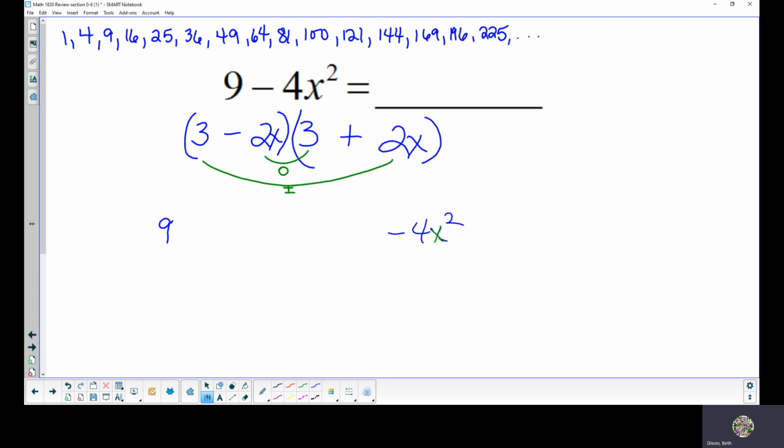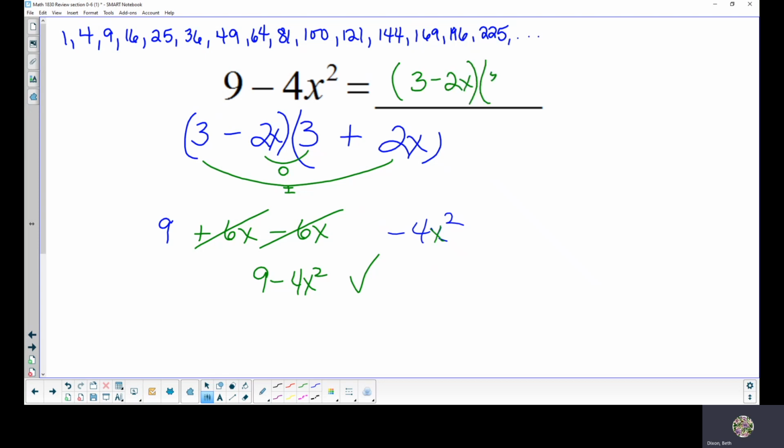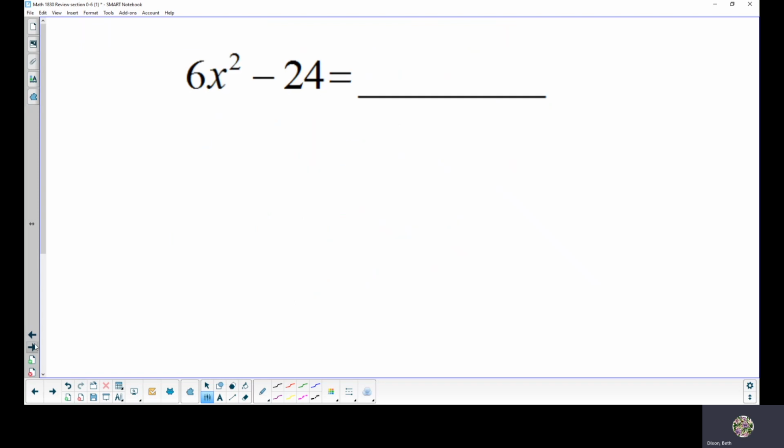3 times 2 is a positive 6x. Negative 2x times 3 is a negative 6x. So they do subtract out and leave me 9 minus 4x squared. So that does work. So what is my answer? My answer is 2. No, my answer is not 2. My answer is 3 minus 2x times 3 plus 2x. And so that would be my answer. And because of that, I can factor the difference of 2 squares relatively quickly.